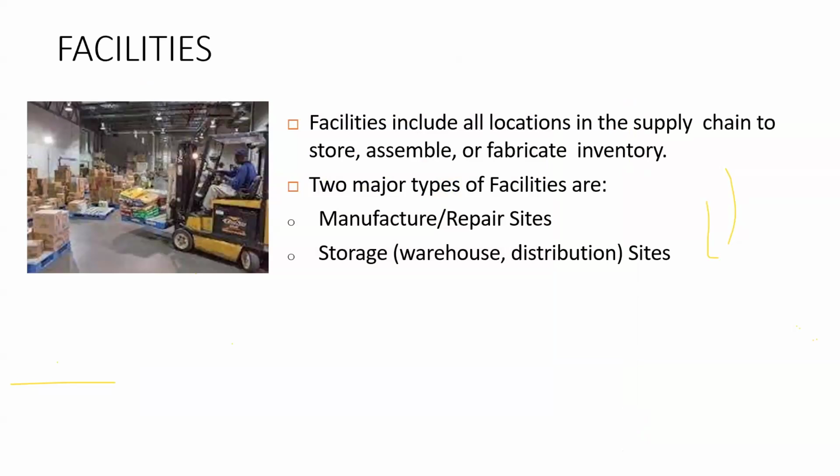So facilities also play a key role. Where the facilities are located: is it very near to any port, or very near to any highway where road transportation would be made very easy? So the location of the facility and the extensiveness of the facility is also an important component. It includes all locations in the supply chain to store, assemble, and or fabricate inventory. Two major types are manufacturing or repair service sites and storage warehouse distribution sites. So either it should be a manufacturing or production site, or it should be a warehouse site.